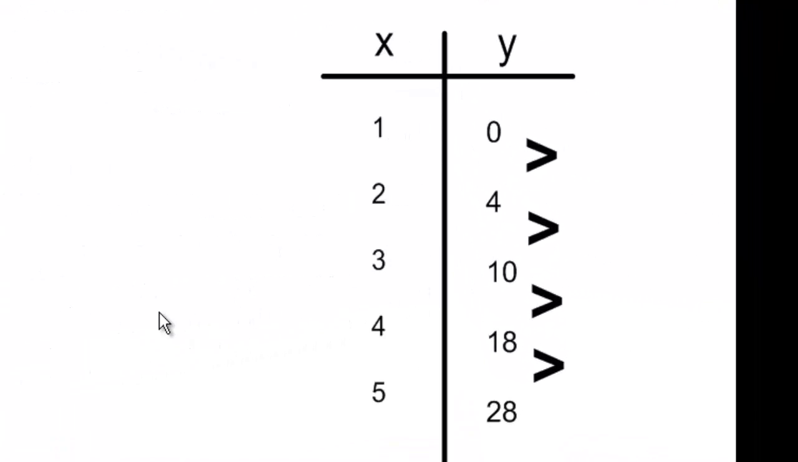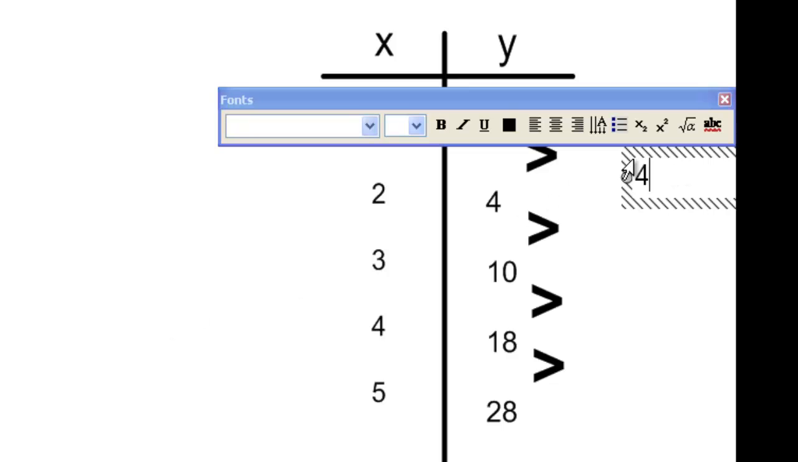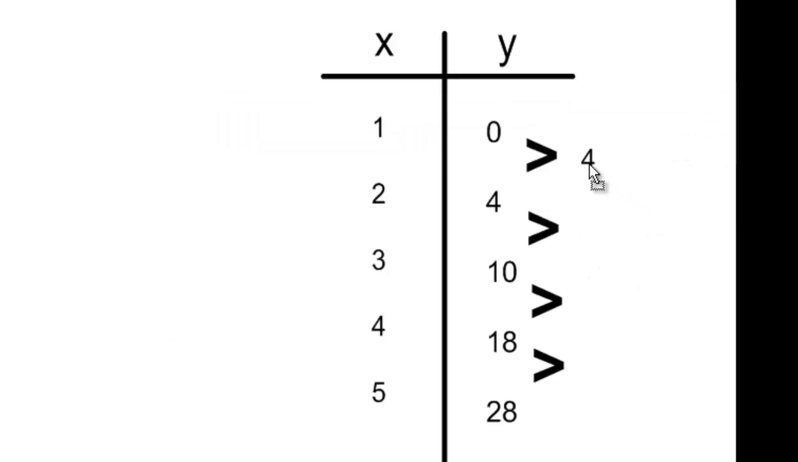Okay, 1, 2, 3, 4, and 5. So that represents the first term, the second term, the third term, the fourth term, and the fifth term. And I got the outputs of 0, 4, 10, 18, and 28. So from 0 to 4, I get 4. From 4 to 10, I get 6.